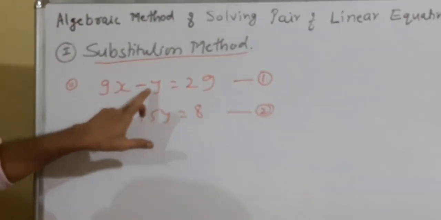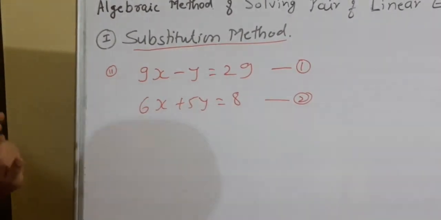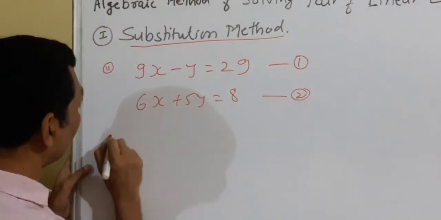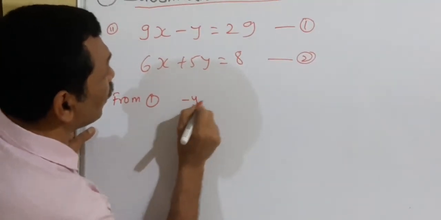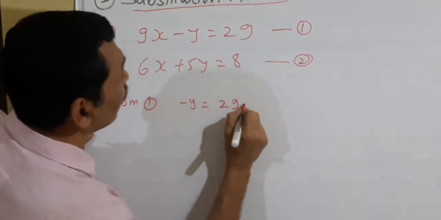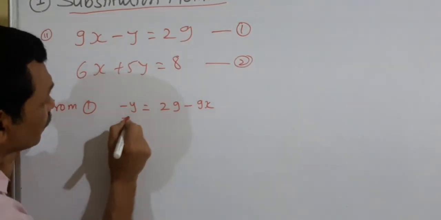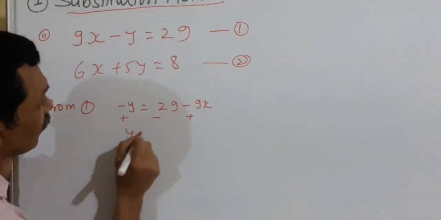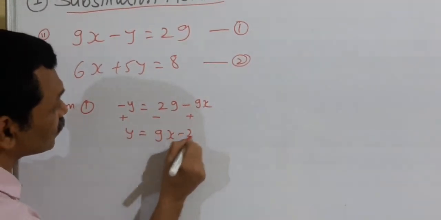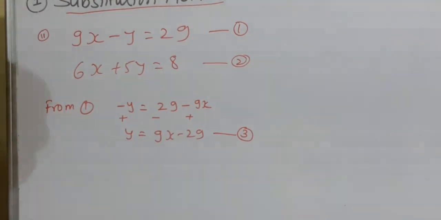Here, the coefficient of y is 1, so we will substitute y for the other terms. Okay, so from 1, minus y is equal to 29 minus 9x. But we want y, therefore y is equal to, I am changing the sign, 9x minus 29. This I will write as equation number 3.